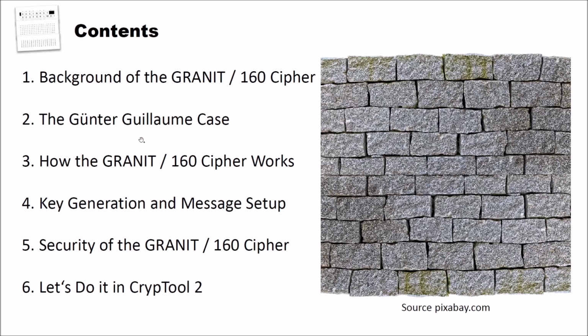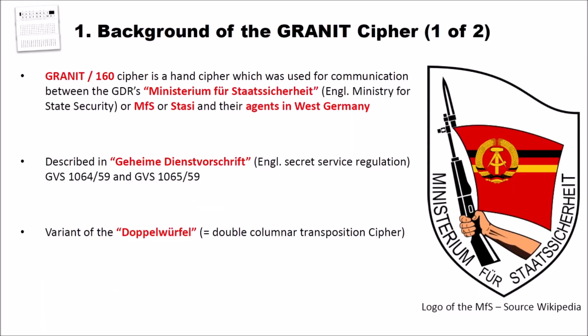Then we will have a look at the Günter Guillaume case. Günter Guillaume was a GDR spy who was near Willy Brandt, the German chancellor, and he was discovered and he used the GRANITE cipher. Then we will see how the GRANITE cipher works. After that, we will have a look at the key generation and message setup of the GRANITE cipher. Then we will have a look at the security of the GRANITE cipher. And finally, of course, we will do it in CrypTool 2. We will encrypt and decrypt using the GRANITE cipher.